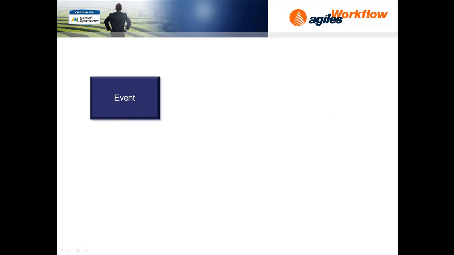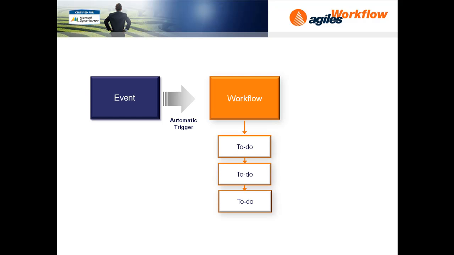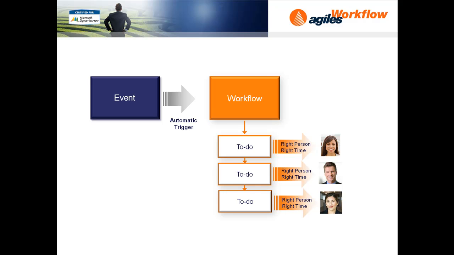On the next level, an event occurs in the business, a Gillis workflow identifies this and a workflow is automatically triggered with a series of steps, or what's termed to-dos. These are directed to the right people at the right time and guides the people and organisation through the workflow.